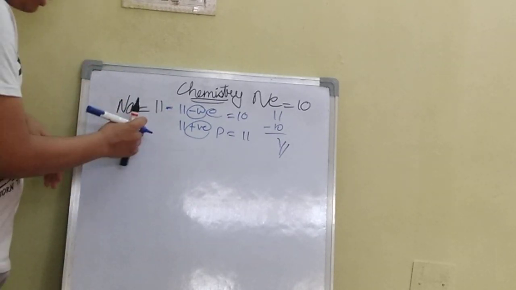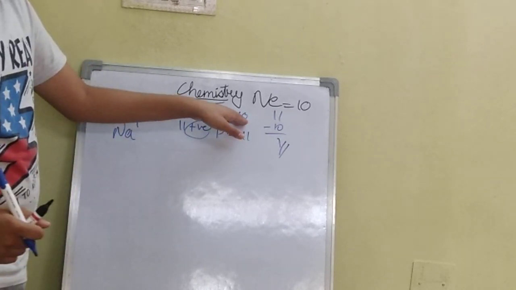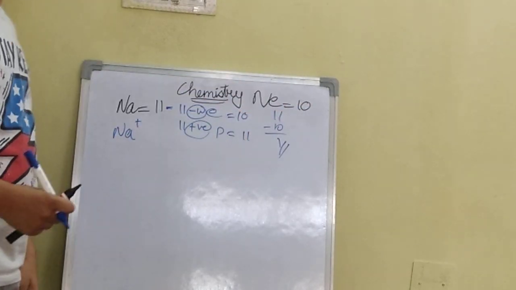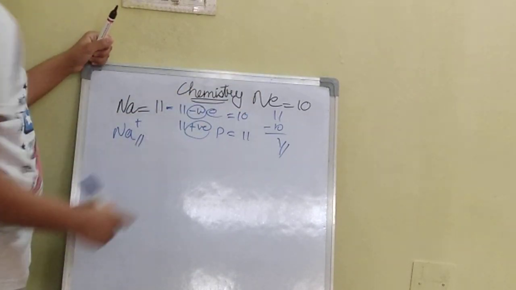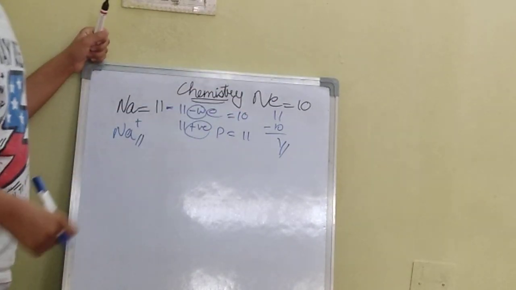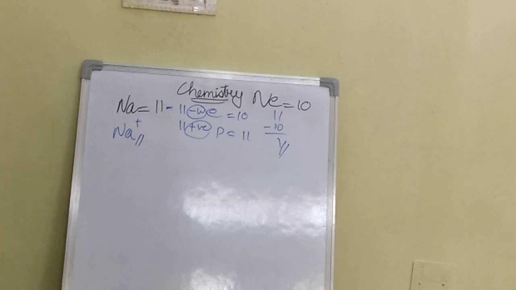Na loses 1 electron, which means here it is stable. It is 10, near to neon. Now it is stable. Now sodium is stable. Na plus is near to neon.